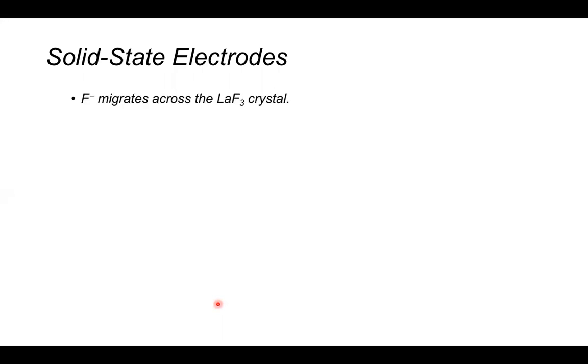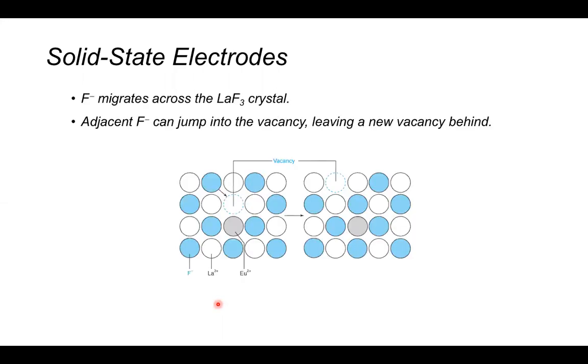So the fluoride ions migrate across the lanthanum fluoride crystal, and that's because adjacent fluoride can jump into the vacancy, leaving behind a new vacancy. So say this is our interface, the fluoride can move from the solution into the crystal. And then if a hole opens up, which is caused by the europium, then we end up getting a net movement of the fluoride ions.